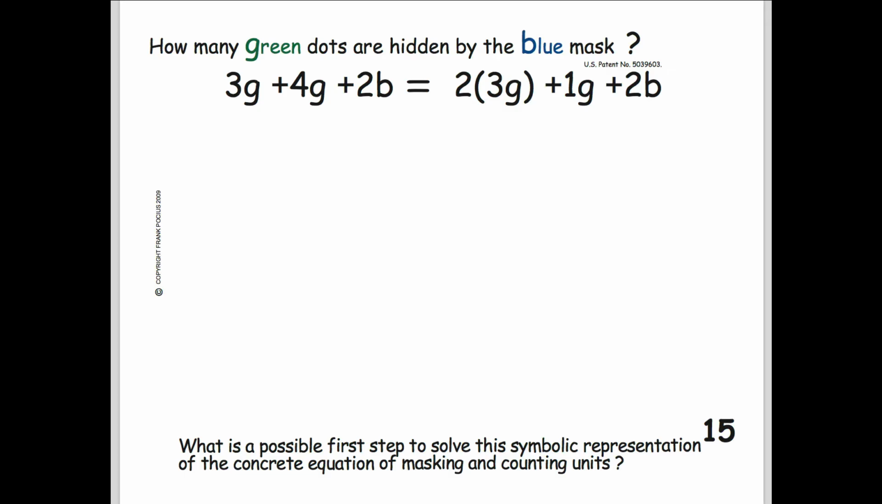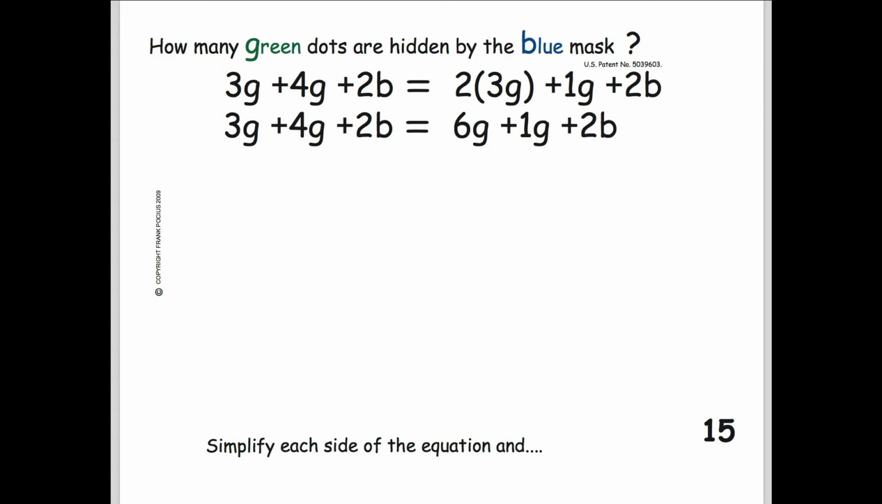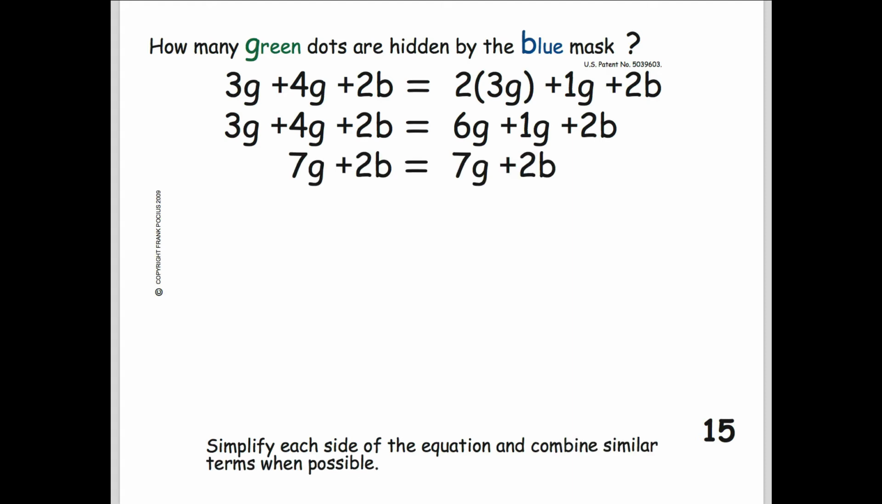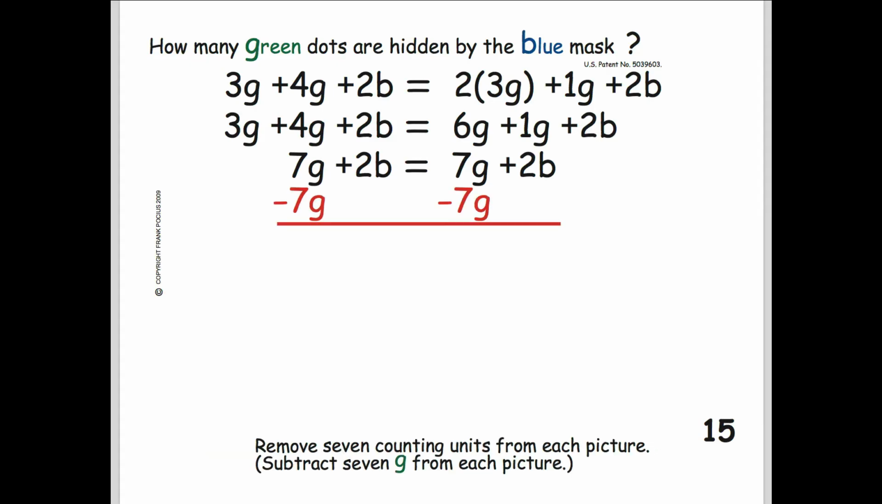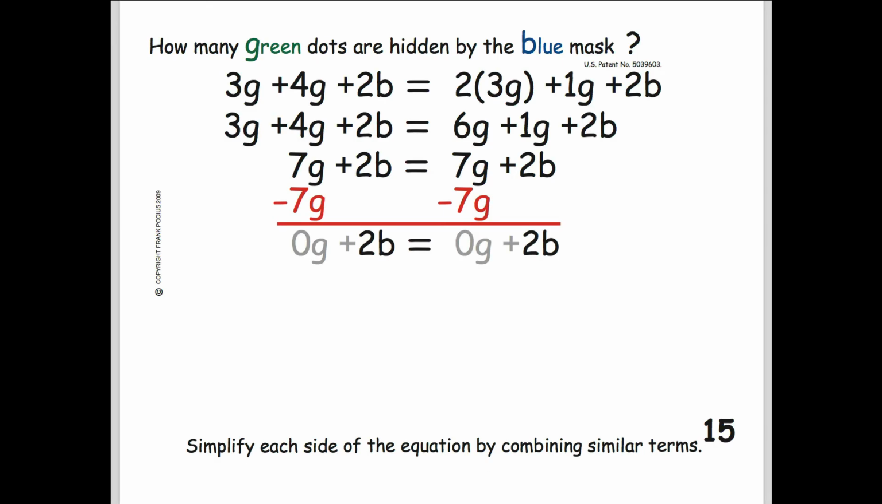What is a possible first step to solve this symbolic representation of the concrete equation of masking and counting units? Simplify each side of the equation and combine similar terms when possible. Remove 7 counting units from each picture. Subtract 7G from each picture. Simplify each side of the equation by combining similar terms.